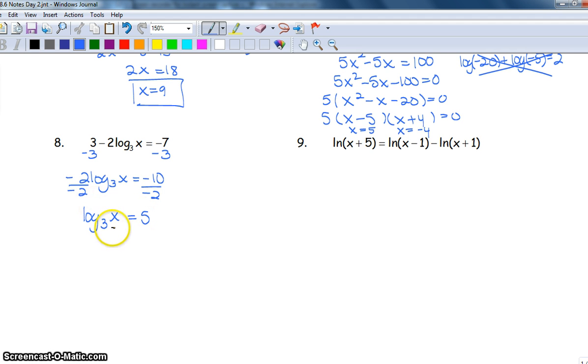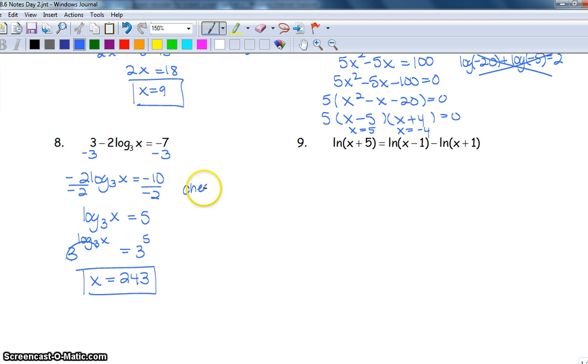Okay, so far everything on the left is locked in. I've got log base 3 of x. I can't separate those. Equals 5. So to get rid of that log base 3, I take 3 raised to the log base 3 of x, which means on the right hand side I've got to do 3 to the 5th power. 3 raised to the log base 3 cancels, and we're left with x is equal to 3 to the 5th, which is 243.